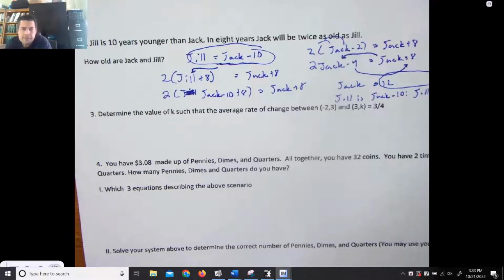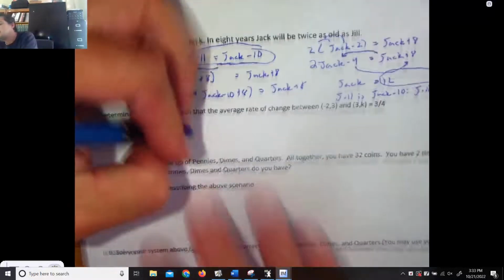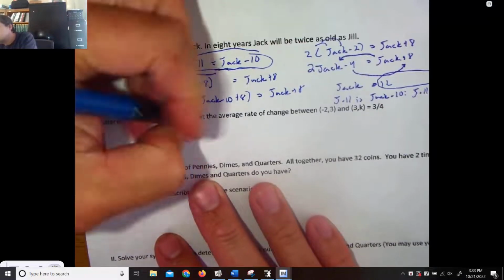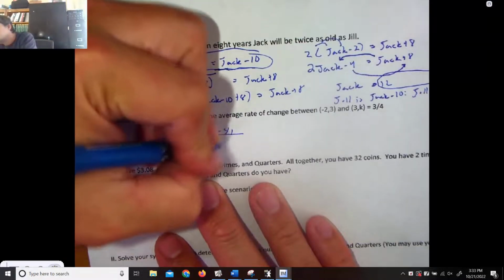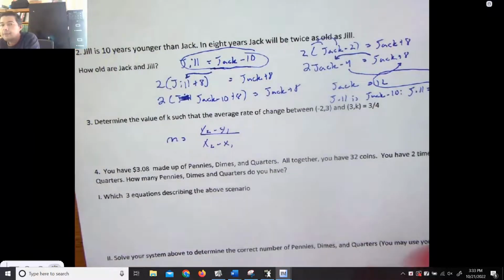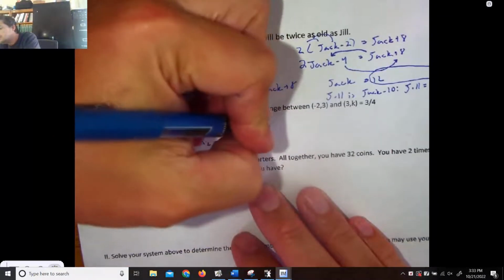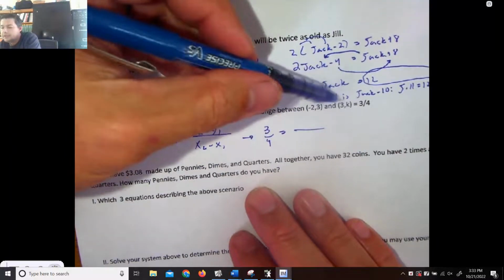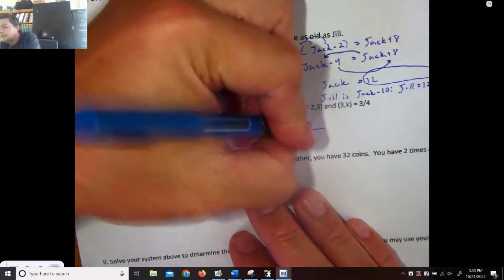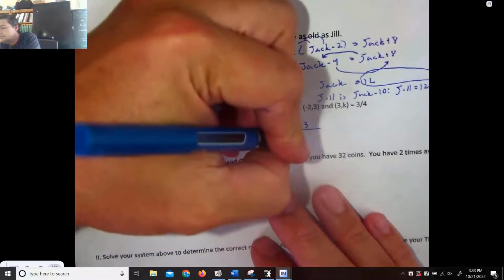Determine the value of k such that the average rate of change between these 2 points is 3/4. So to do this, your prerequisite skill is to know the formula for slope, y2 minus y1 over x2 minus x1, and plug values into it. That's all you do. You can replace your slope with 3/4. Up top, you'd have k minus 3. Down low, you'd have 3 take away a negative 2.